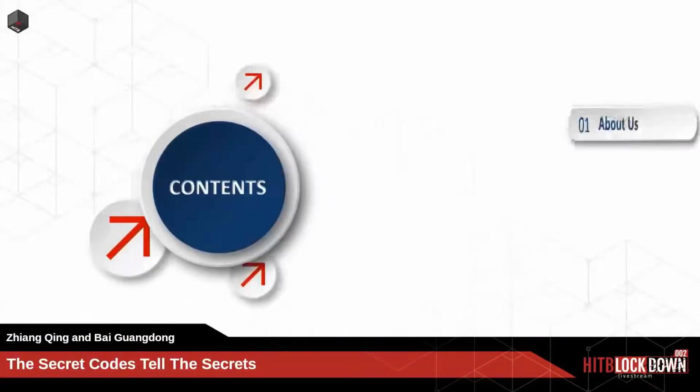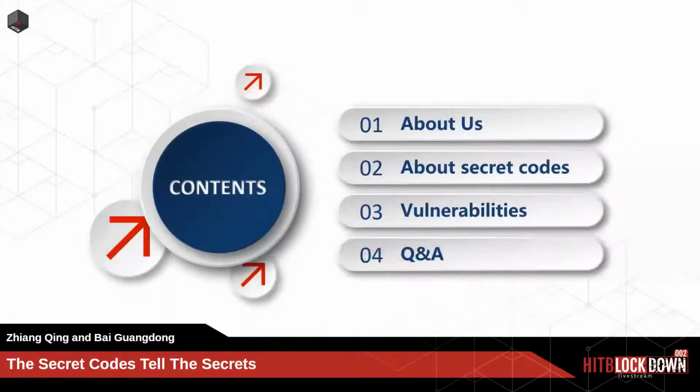Our presentation is divided into four parts. The first part is about ourselves. The second part is the topic, secret codes. The third part is the vulnerabilities we have identified, which are related to the secret codes. And for the last part, we're going to leave around 10 to 15 minutes for questions and answers.